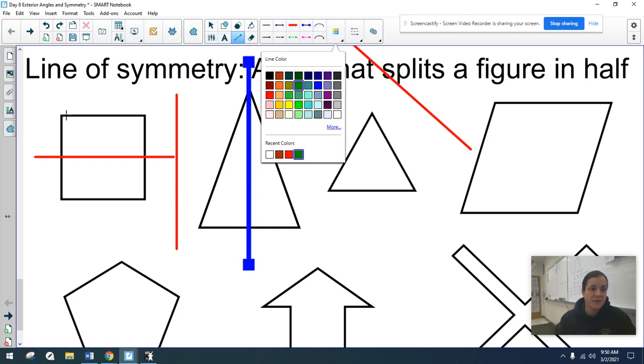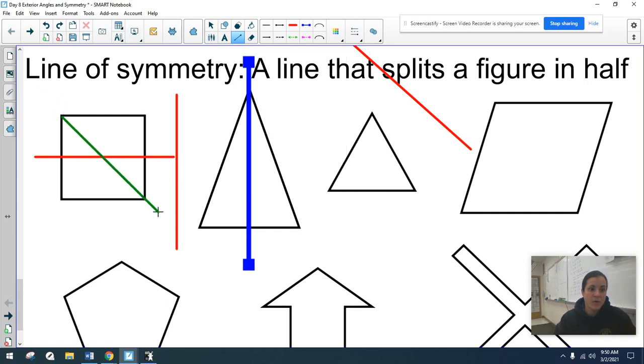So if I did it for the square and I went from corner to corner, that would work. So these would match up. You can also go from this corner to this corner, and those would match up. So this one actually has 4 different lines of symmetry. If it is a regular picture like this square, you can have a line of symmetry from the corners and from the side lengths. Okay, this one, if it's not regular, you're probably only going to get one.